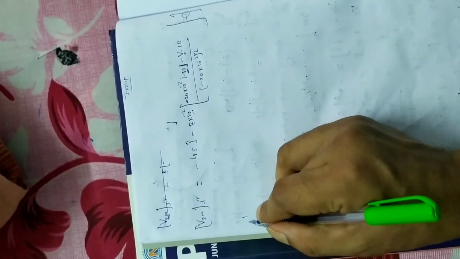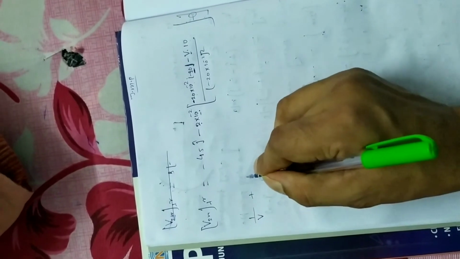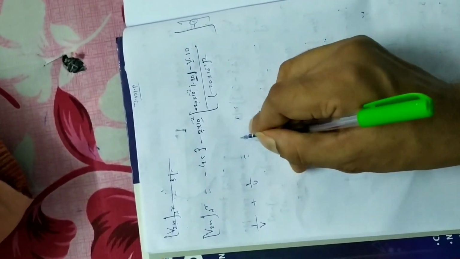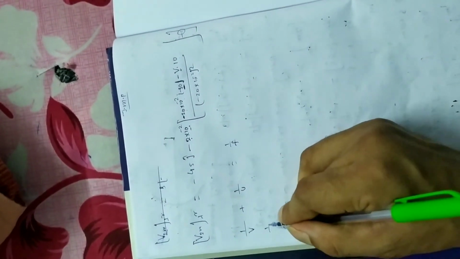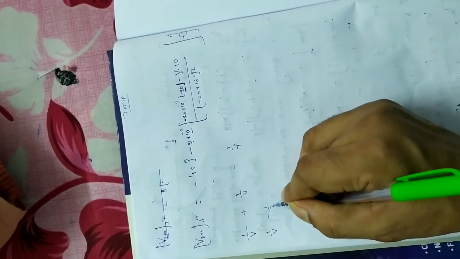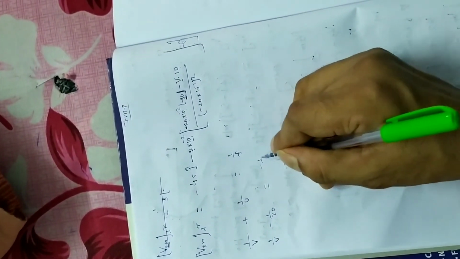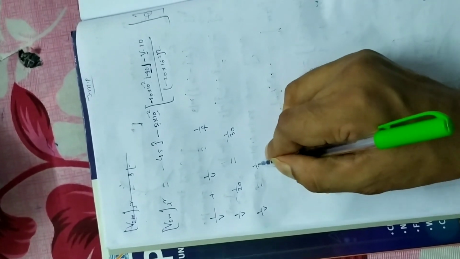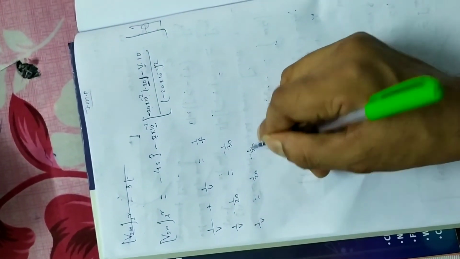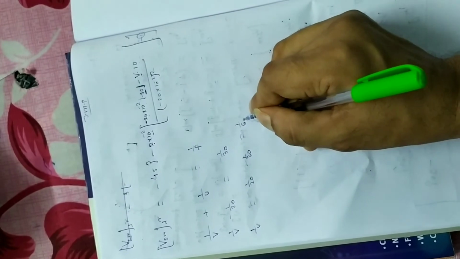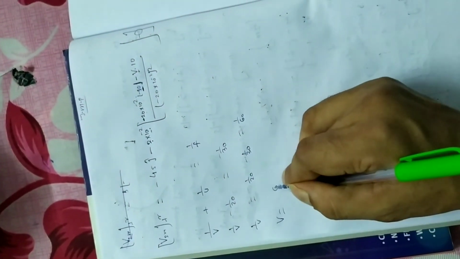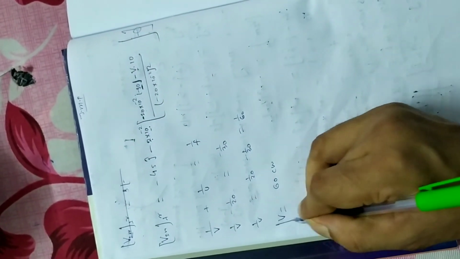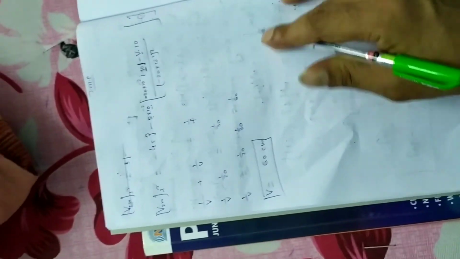So apply the mirror formula. What is the mirror formula? 1 by v plus 1 by u is equal to 1 by f. So 1 by v, object distance 1 by 20, is equal to minus 1 by 30. So 1 by v is equal to 1 by 20 minus 1 by 30. So it is coming 1 by 60, so v is equal to 60 centimeter. Okay.